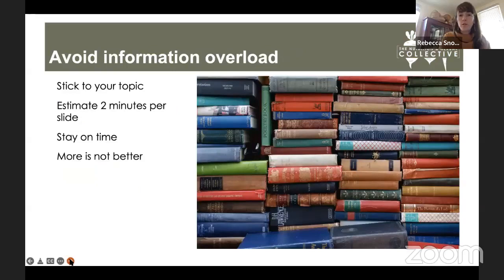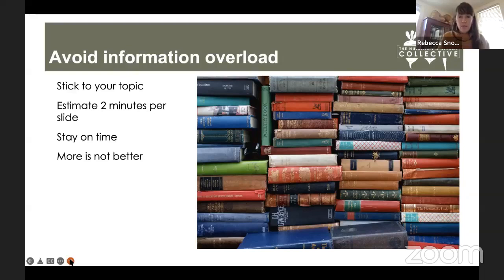Avoid information overload, which we kind of touched on already with death by PowerPoint. But ultimately, by sticking to your topic and planning well in the beginning, you will be speaking to that specific topic and it'll be harder to have information overload.